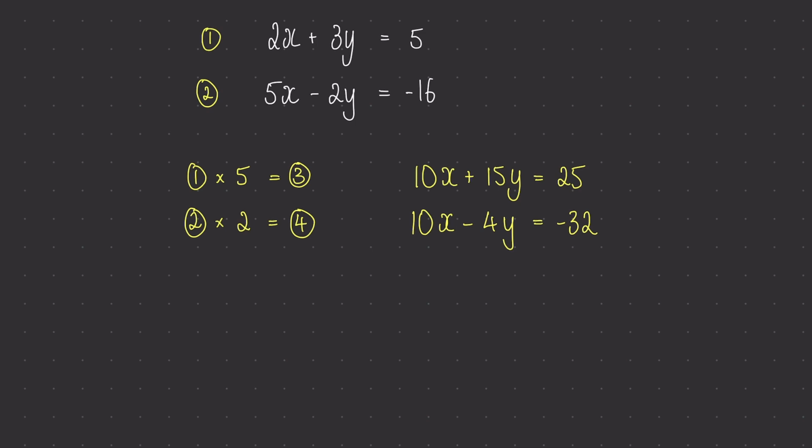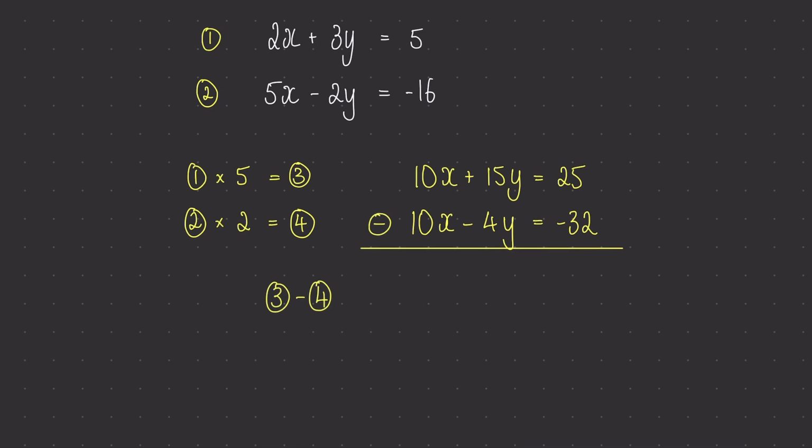We can now see that the coefficient of x is in fact the same value. Now, in the previous two examples, we had a positive and a negative number in front of our letter that we were choosing to eliminate. Here, we can see that the sign in front of both is the same. So instead of doing an addition, what I'm going to be doing is a subtraction of these two.